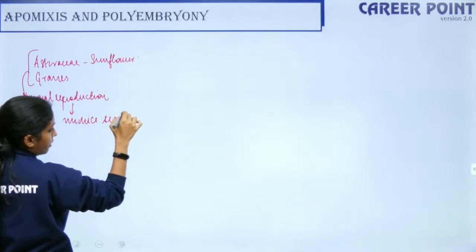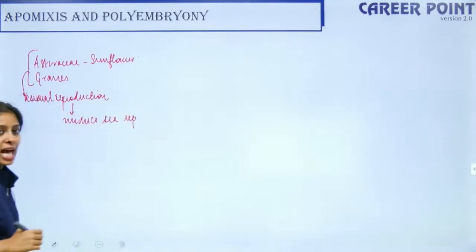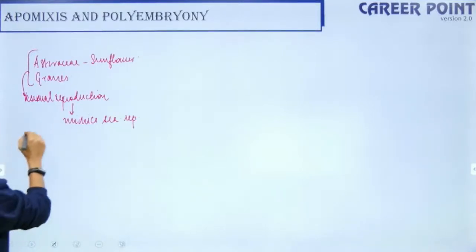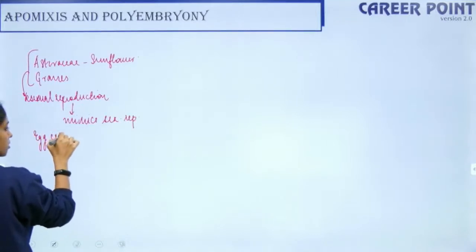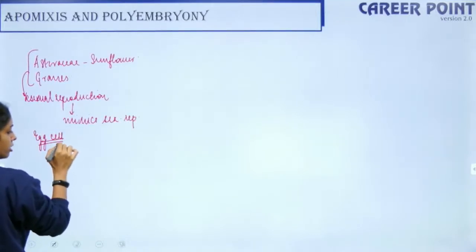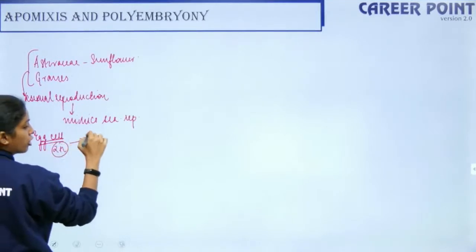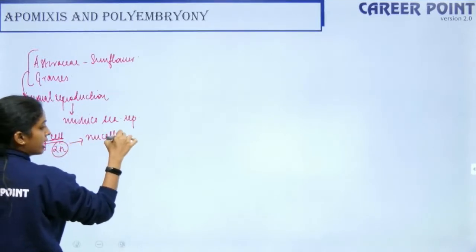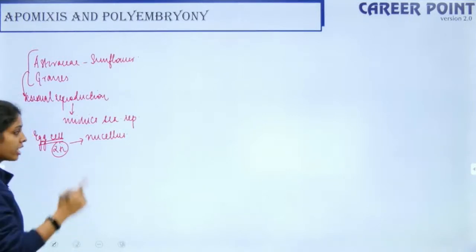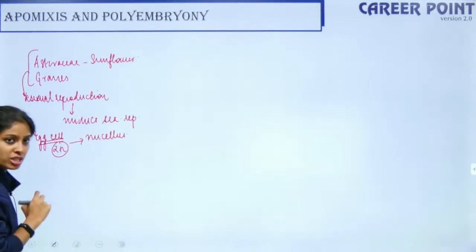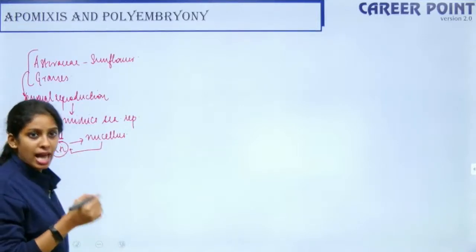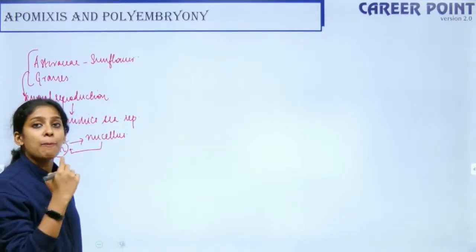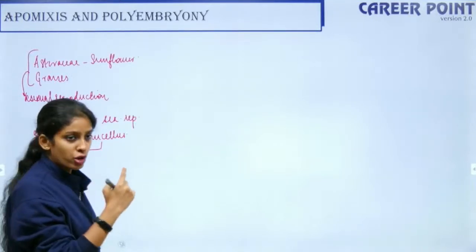So how does this happen? Here the egg cell becomes diploid due to the contribution of the nucellus. Here also no direct fusion happens, but because of the nucellus, it forms an embryo. This is known as apomixis or polyembryony.